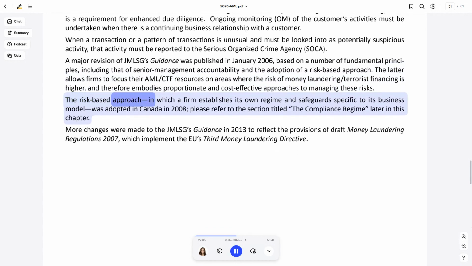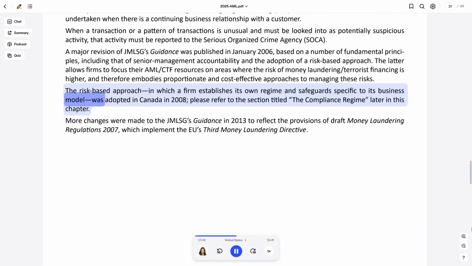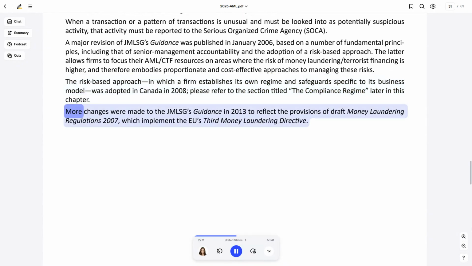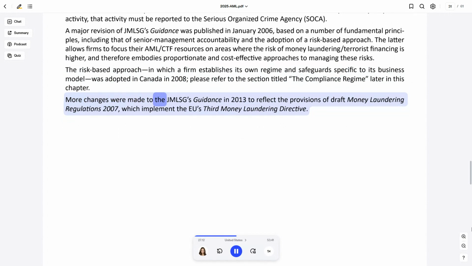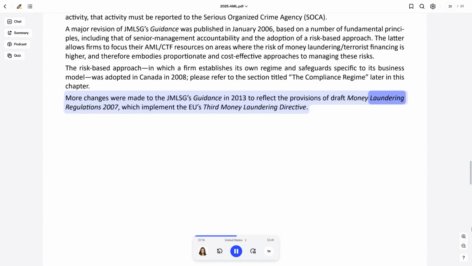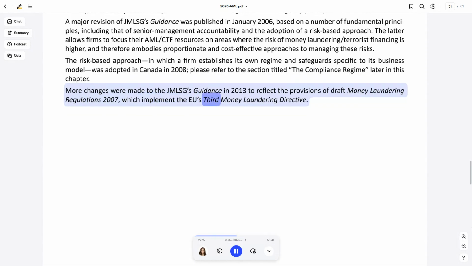The risk-based approach, in which a firm establishes its own regime and safeguards specific to its business model, was adopted in Canada in 2008. Please refer to the section titled The Compliance Regime later in this chapter. More changes were made to the JMLSG's guidance in 2013 to reflect the provisions of the Draft Money Laundering Regulations 2007, which implement the EU's Third Money Laundering Directive.